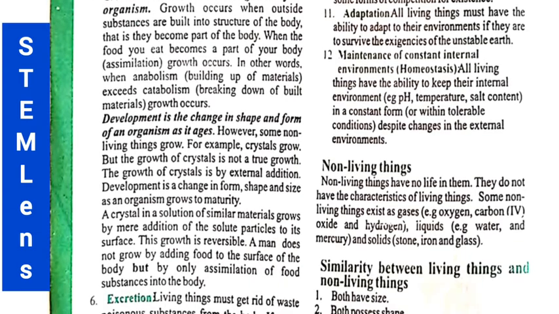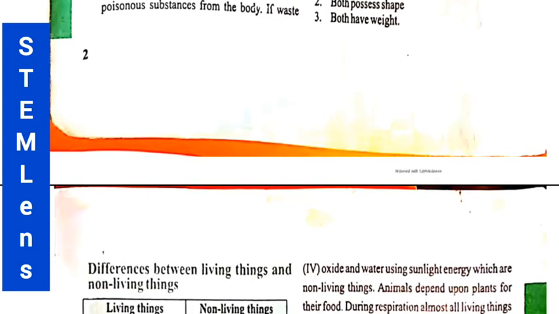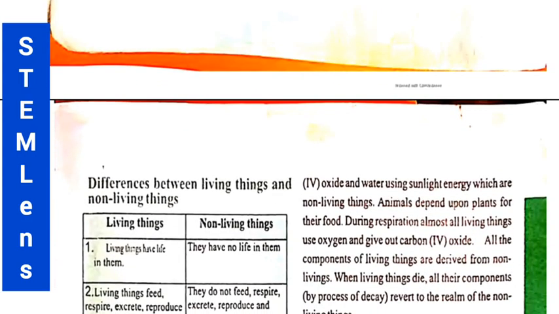Now, non-living things have no life in them. They do not have the characteristics of living things. Some non-living things exist as gases, as liquid, and as stone. We can see the examples. Now, they give us some similarities between living and non-living things. Number 1, they both have size, they both possess shape, they both have weight. Yes, they both have it. They are matter. Matter is anything that has mass and occupies space.